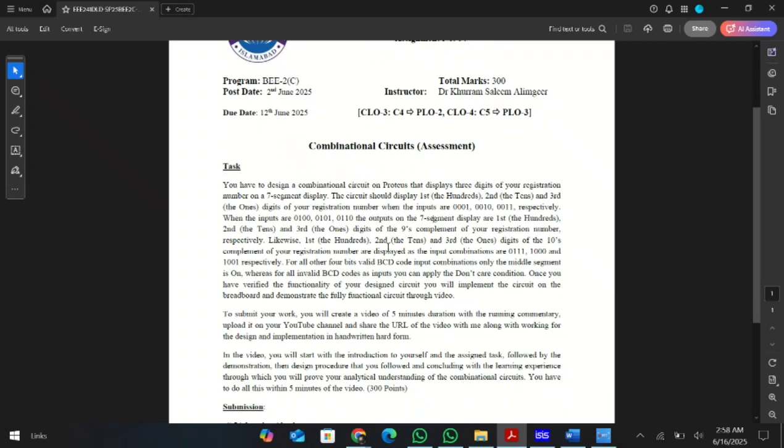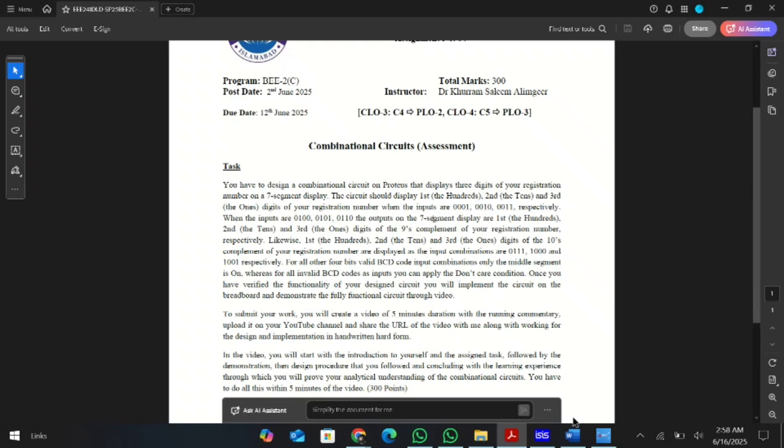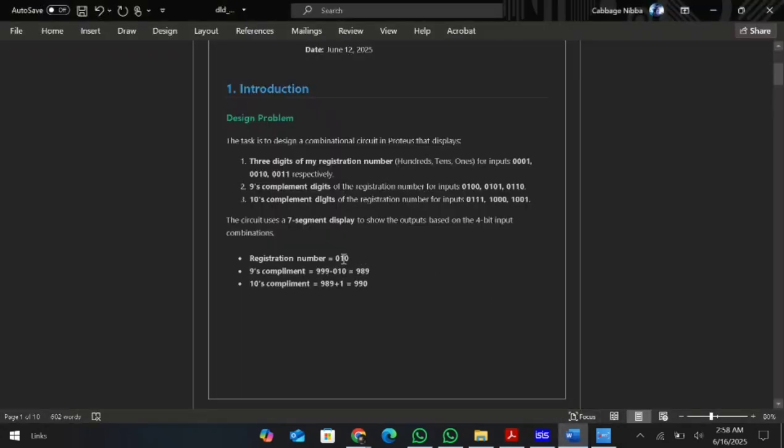So let's get started. First of all, let's get the basics out of the way. I have already done that, and that would be my registration number, that is 010. We will be considering it a decimal number. To convert a 3-digit decimal number into its 9's complement, it is just by subtracting it from triple nine, and we will get my 9's complement, and adding 1 to it will give me the 10's complement. And let's get to the truth table and see how.